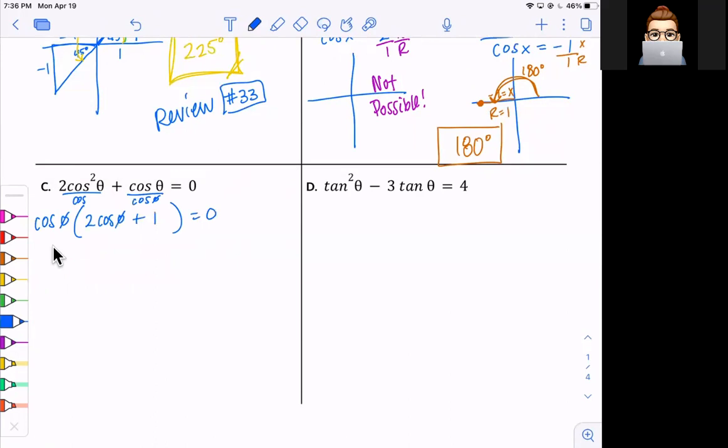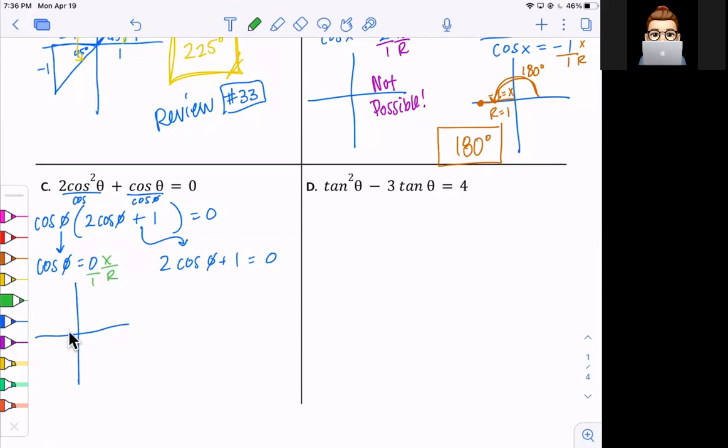So here we have our 2 problems. We have cosine theta equals 0, and we also have 2 cosine theta plus 1 equals 0. The first one goes straight to our triangle since it's already cosine theta equals a number. Cosine is x over r, so my radius is 1. So my x is 0, my radius is 1.